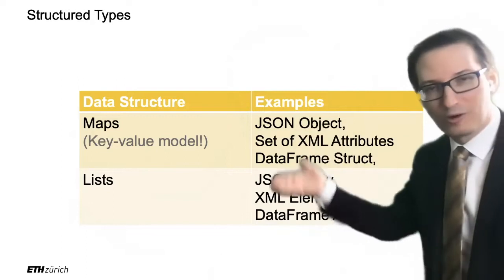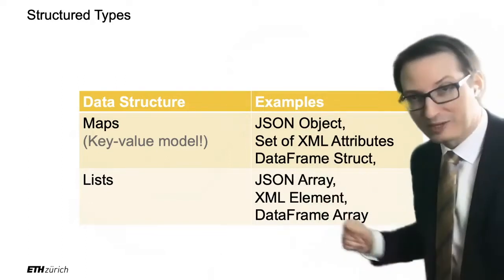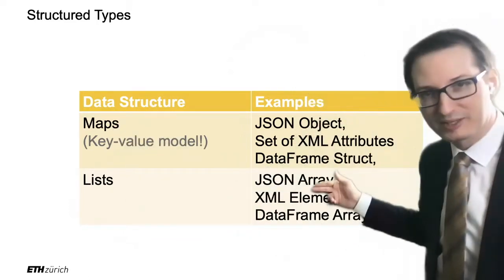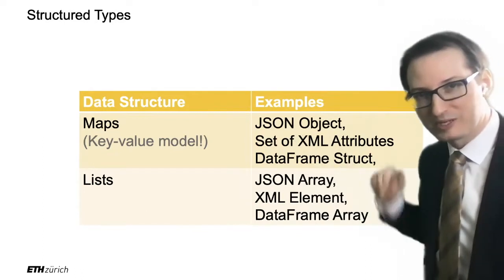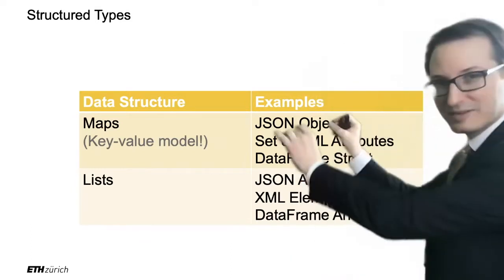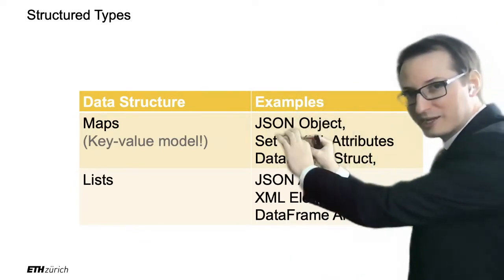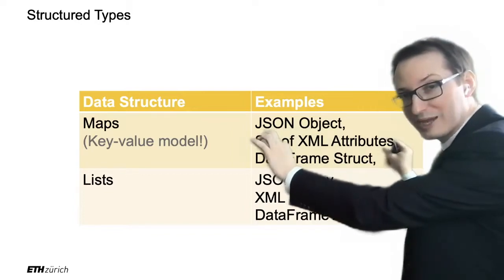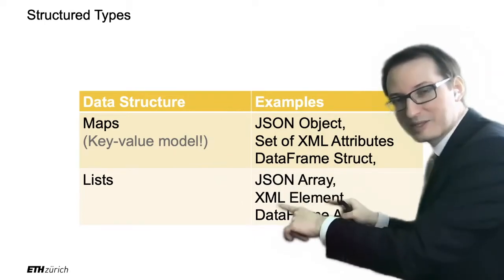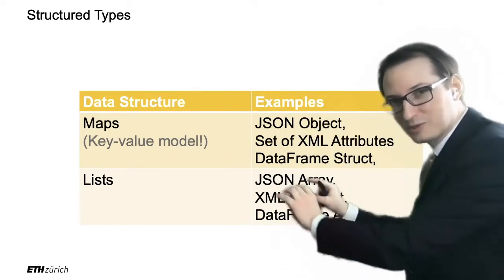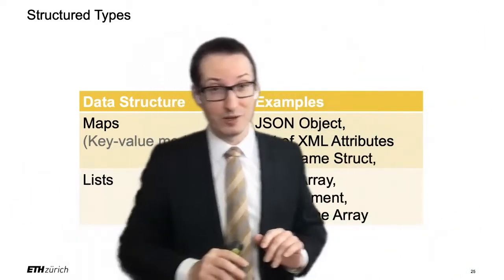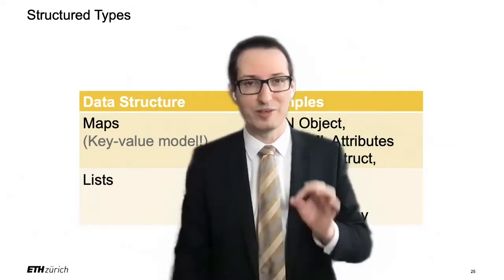And then depending on the actual model or technology you're using, you might not actually say map or list, but you're going to say object and array, or the set of all XML attributes, or an element, and so on and so on. What's important is to realize that this is very similar. If you look at a JSON object, or if you look at the set of XML attributes associated with an element, it's all a key value model. A JSON array, an XML element, it's just a list of its children, right? So these are all lists, all right? So if you see that, then you have this high level perspective on things, right? So maps and lists on a very, very high level.